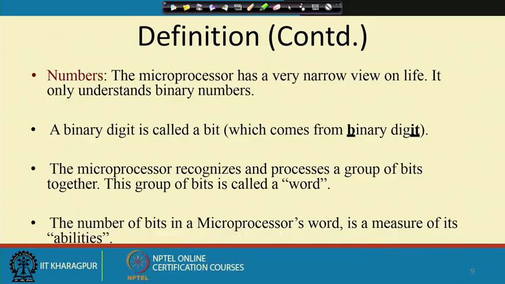A binary digit, also called a bit, is how the numbers are stored, because 1 is stored as a high voltage value, taken as logic level high, and 0 represents the logic level low. A microprocessor recognizes and processes a group of bits together, and this group of bits is called a word. Like if I am working with two integers, what is the size of the integer, or when I am getting an instruction that the processor can handle, it should have a finite size.